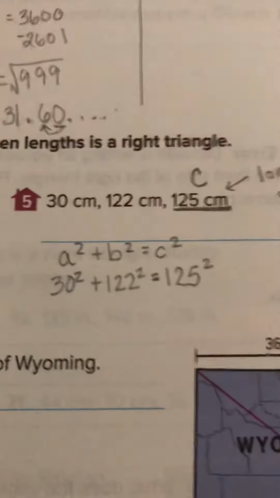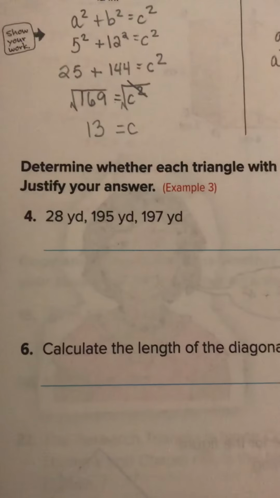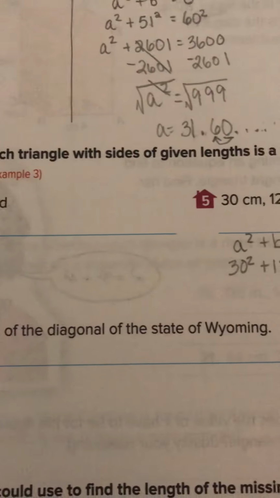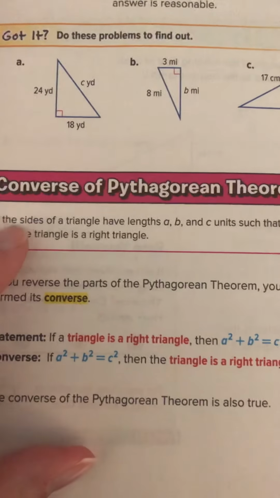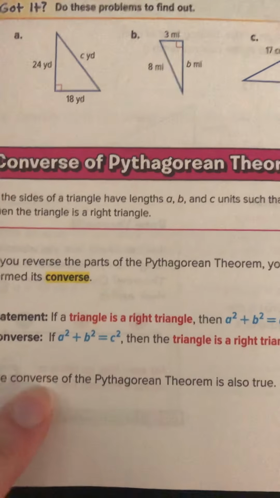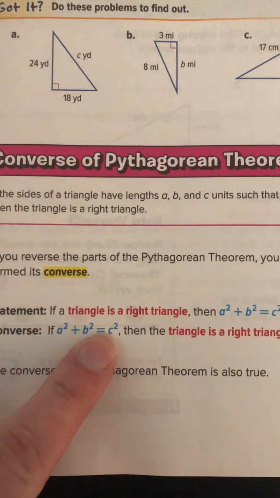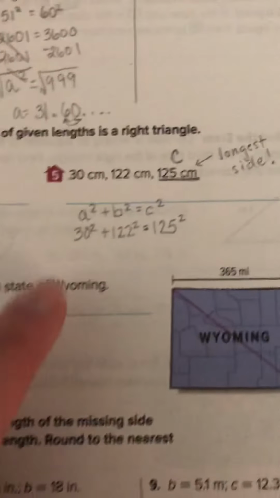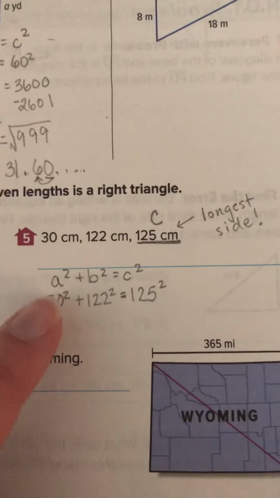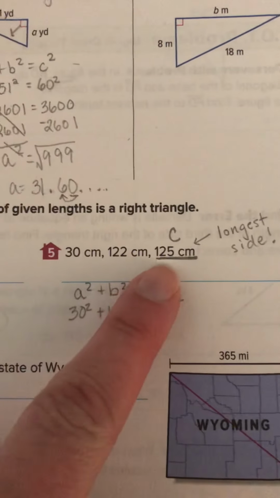And then lastly, number 5. The directions for 4 and 5 say, determine whether each triangle with sides of given lengths is a right triangle. So this is about the converse of the Pythagorean theorem, back on page 413. It says if a squared plus b squared does equal c squared, then the triangle is a right triangle. So we just need to see if a squared plus b squared does equal c squared to see if that is a right triangle or not.